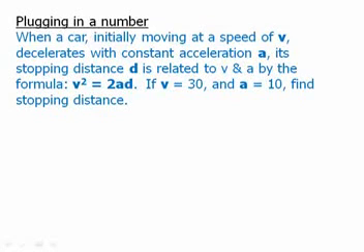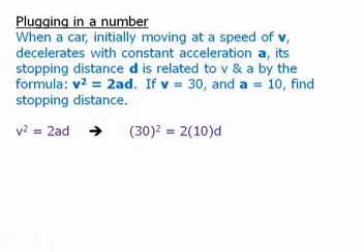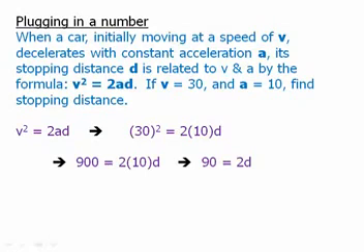So all we have to do is take that formula and plug in the numbers that were given. And then we're going to leave d as a variable. We're going to simply solve for that. Well, 30 squared, of course, that's 900. I'm going to divide both sides by 10. So I get 90 equals 2d, or d equals 45. And so that must be the distance. We're not given any units, so we don't have to worry about units. That's the distance, that's the answer.